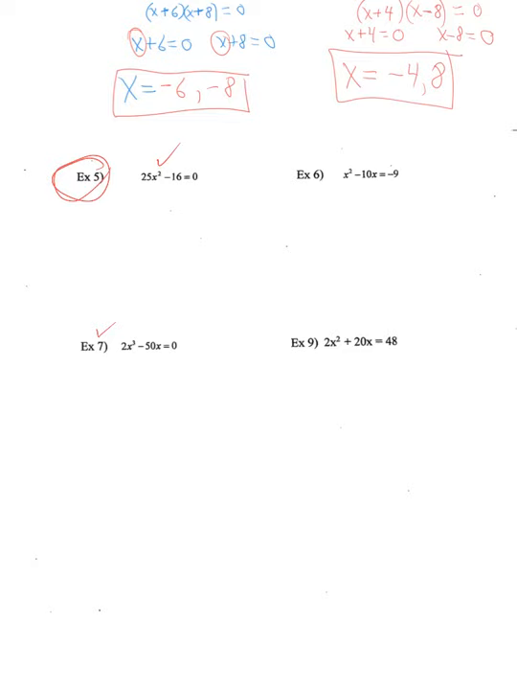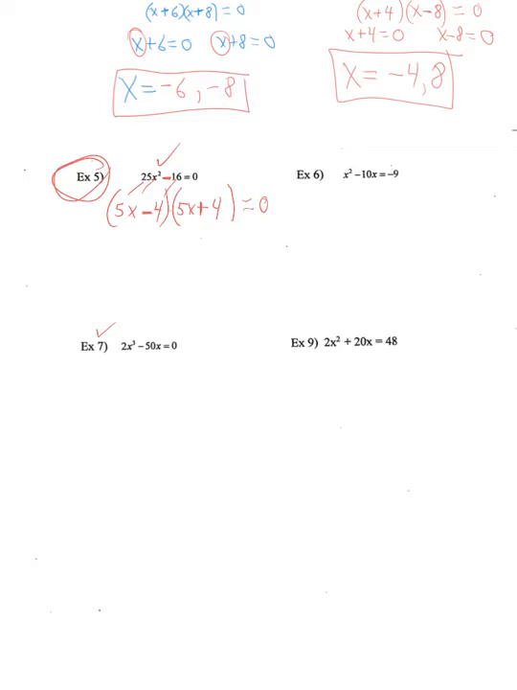It's got 2 terms. Not 3, 2. And it's got a difference. And 25 is a perfect square, and 16 is a perfect square. So it's the difference of 2 perfect squares factoring. So I get 5x and 4, because those are what the squares are. 1 with a minus, 1 with a plus, 5x plus 4, 5x minus 4.